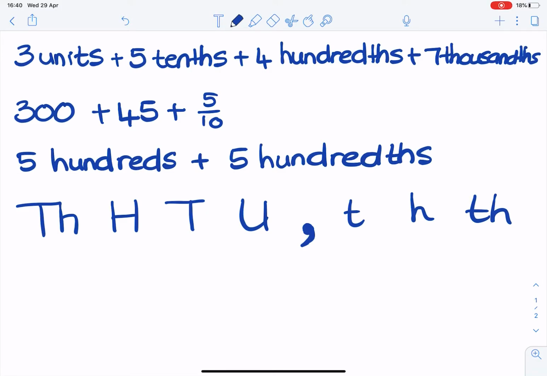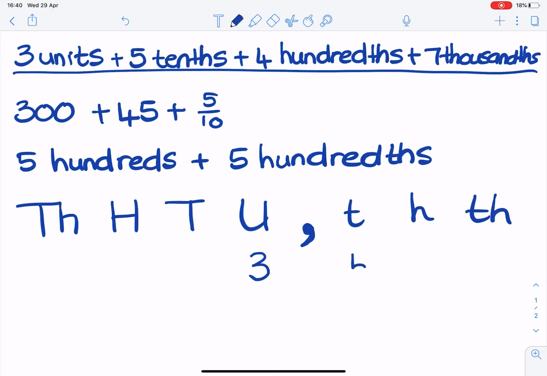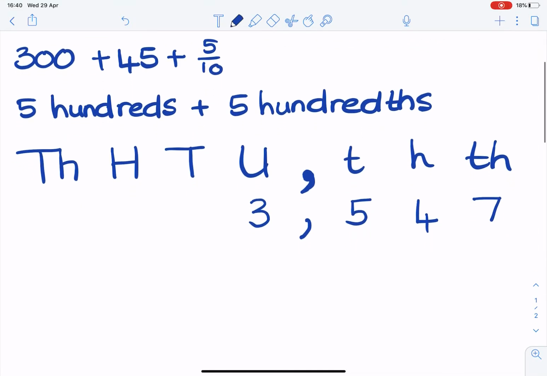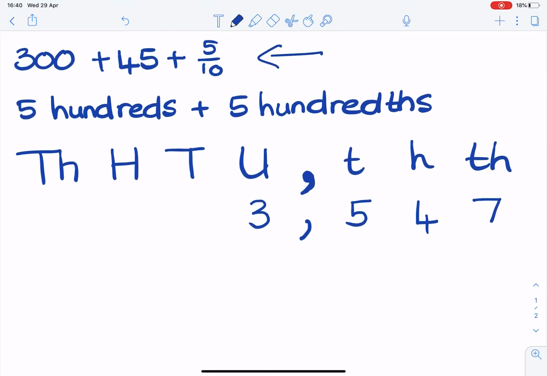So let's look at the first one. 3 units. Units are whole numbers, so the 3 would go there. 5 tenths would go in the tenths column. 4 hundredths would go in the hundredths column, and 7 thousandths would go in the thousandths column. And we must bring our comma down. So our answer to the first one is 3,547.